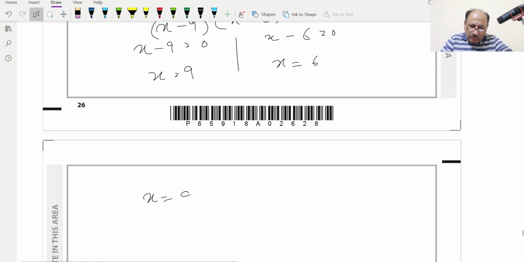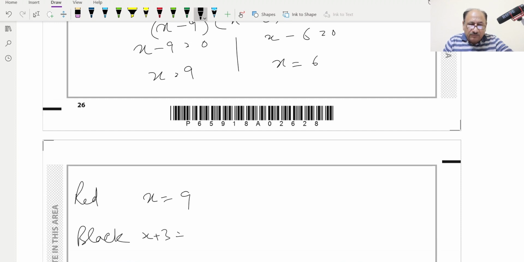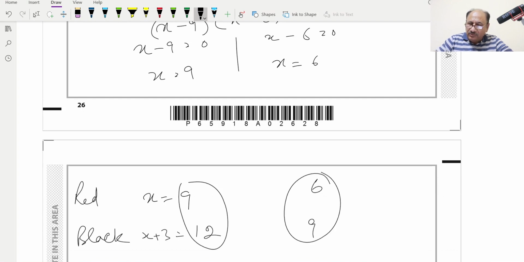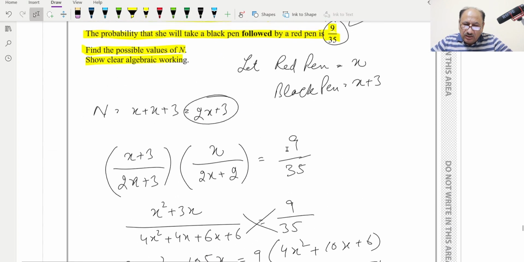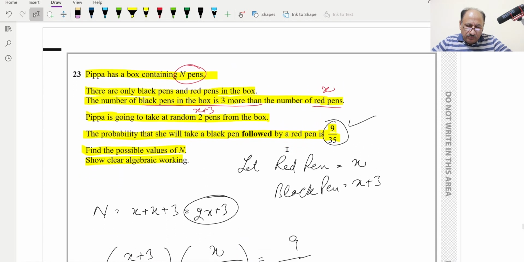If x is equal to 9, it means red is equal to 9 and black will be equal to x plus 3, which is equal to 9 plus 3, so 12. This can be the combination, and the other one is 6 and this will be 9, so this can be the combination. So they are asking to find the possible values of n.